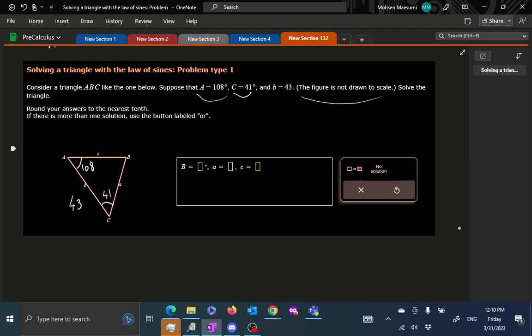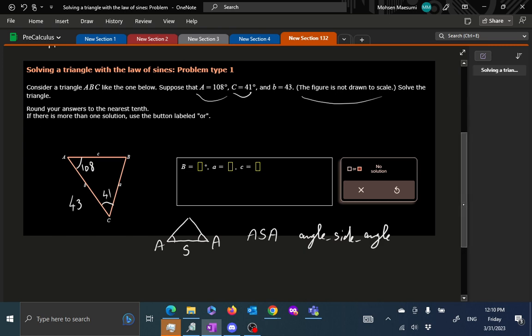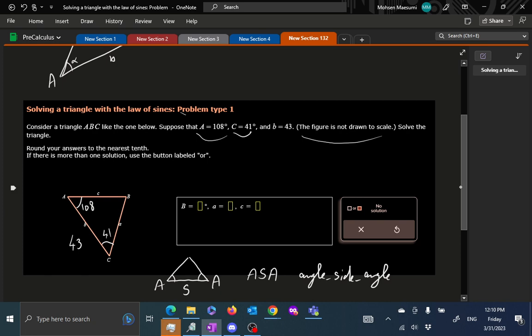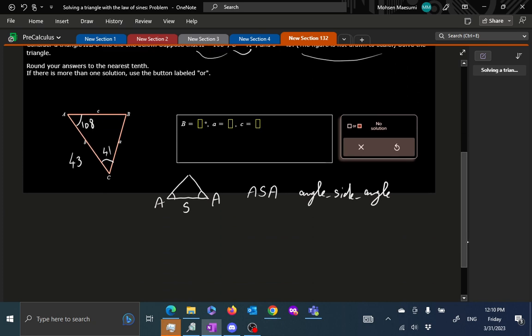For the obvious arrangement, you see here we have an angle, a side, and another angle. So sometimes this is referred to as ASA configuration: angle, side, another angle. That's the style of the problem. And I understand that type 1 is probably in reference to that one.